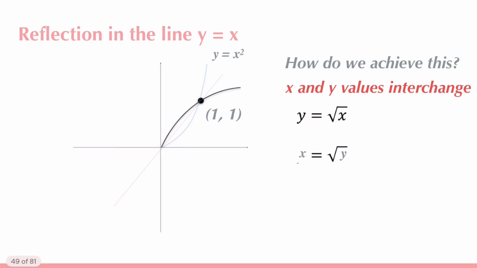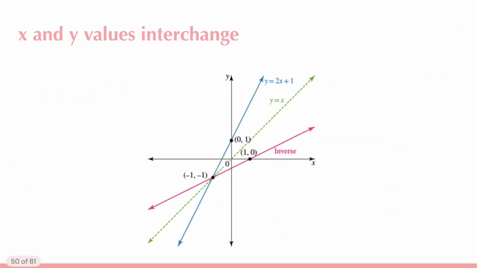So a reflection in the line y equals x is a result of the x and y values interchanging. We're not putting negatives in front of anything, we're just swapping the x and the y values. This is another example of what it looks like. Here again, we've got our mirror y equals x, and all of our x and y values flip. So when we have a look at a coordinate here, it's (1, 0).